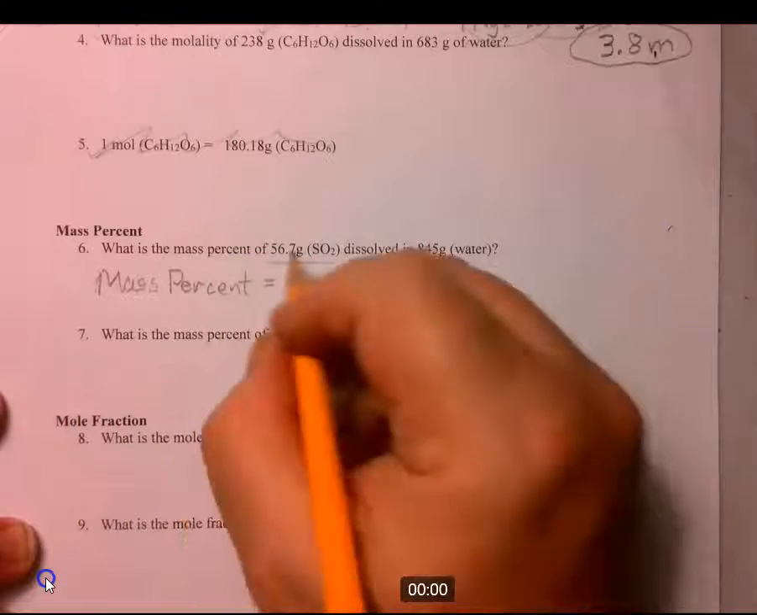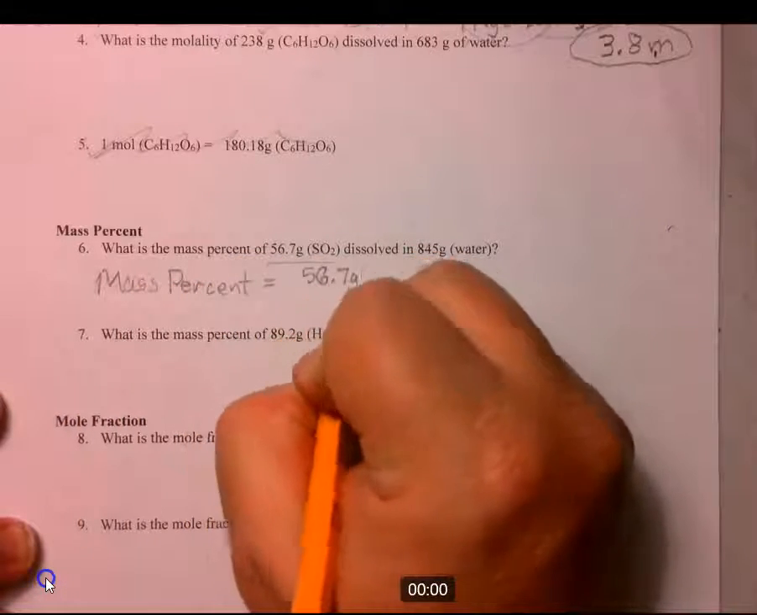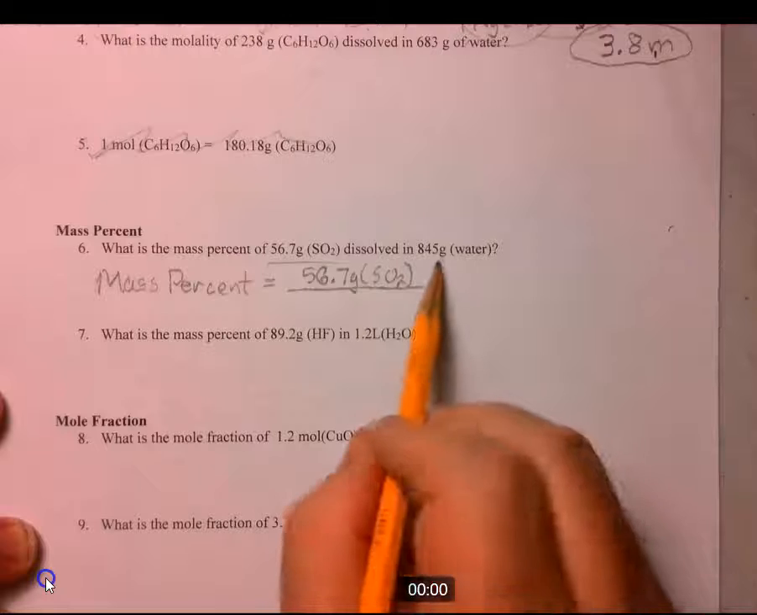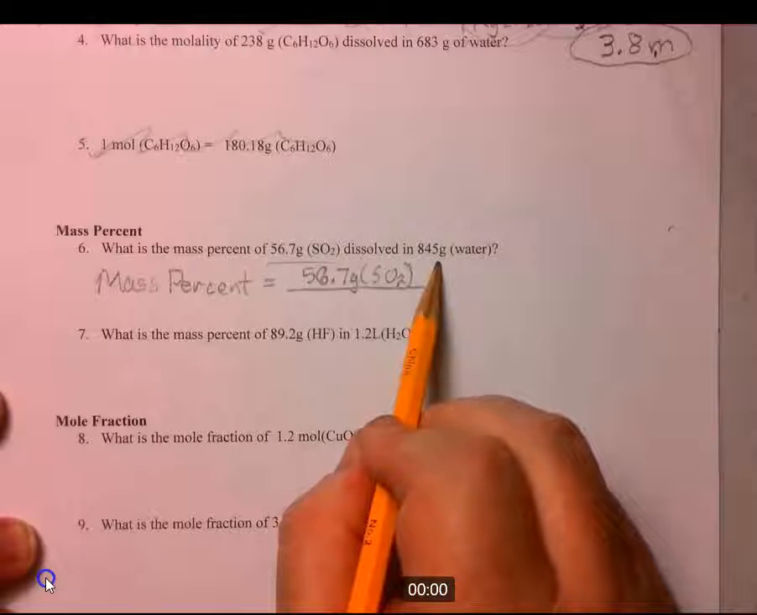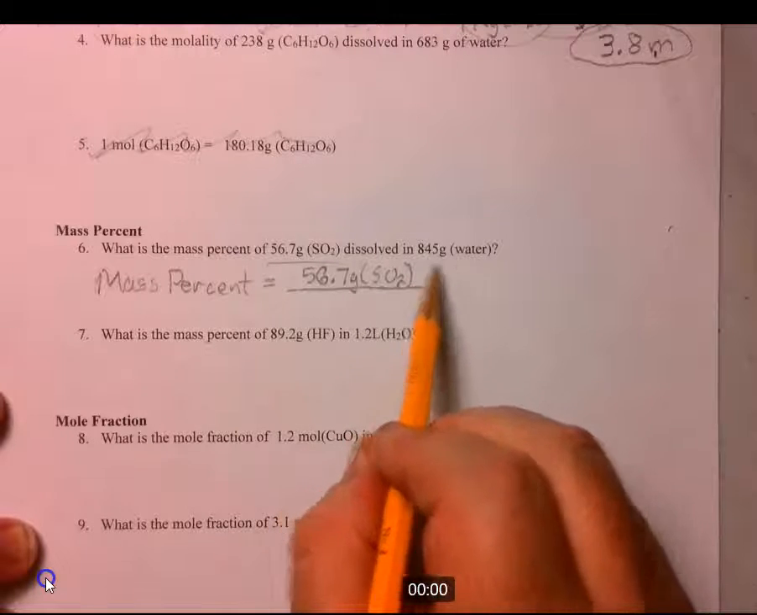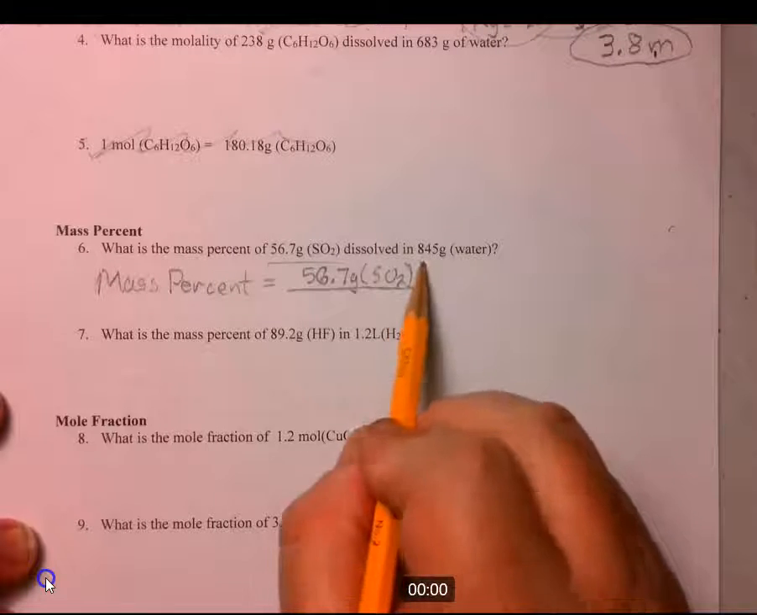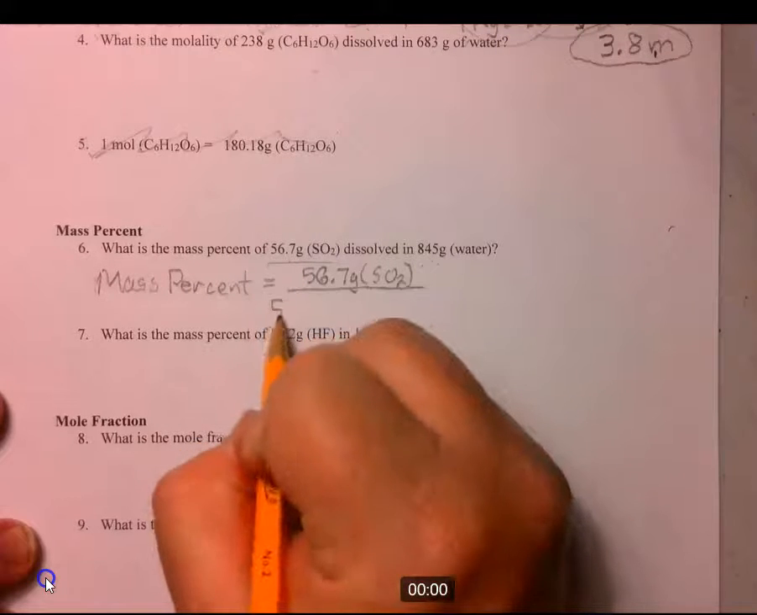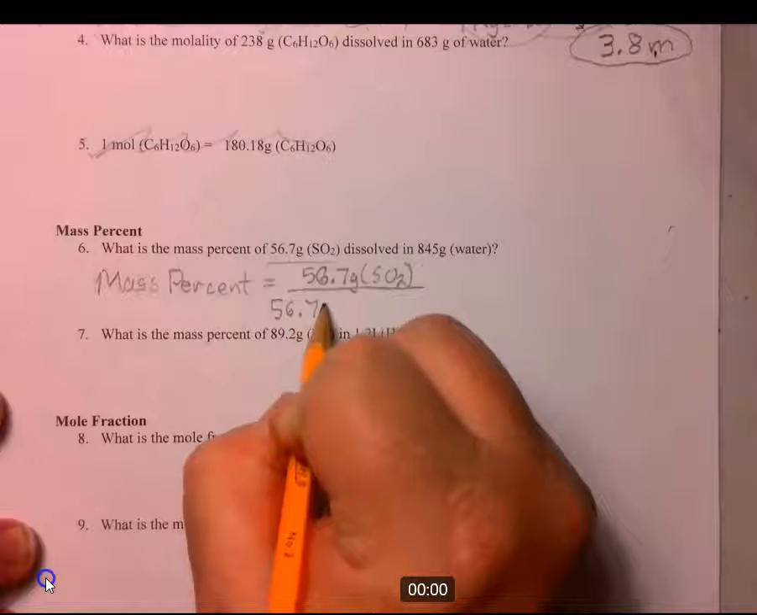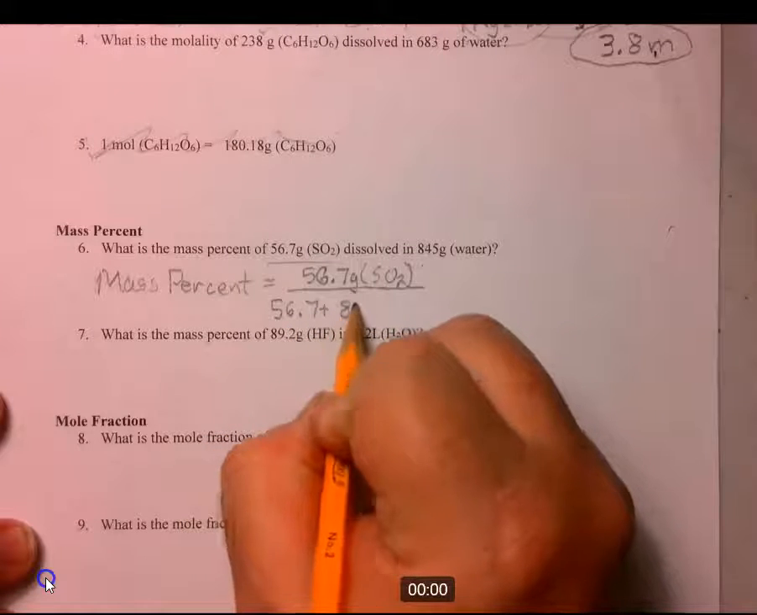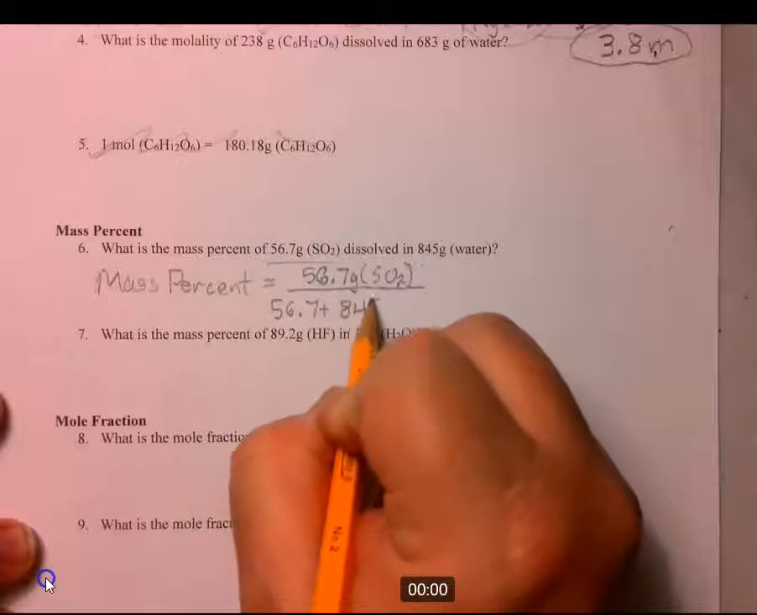Okay, it's the grams of the solute over the grams of the solution. I actually said that incorrectly. It's not grams of the solvent, it's grams of the solution. That means you've got to add these two numbers together. You want the whole solution, not just the water.